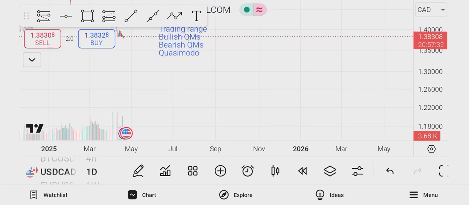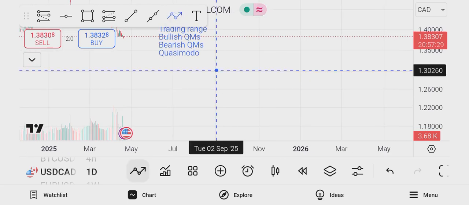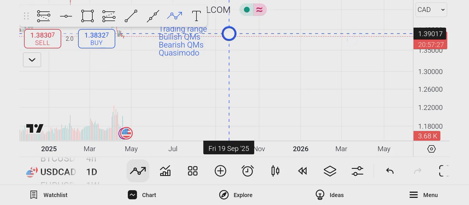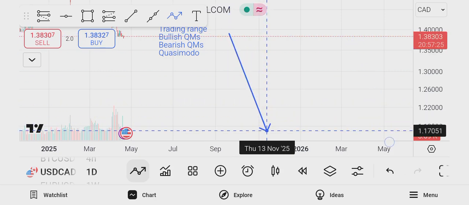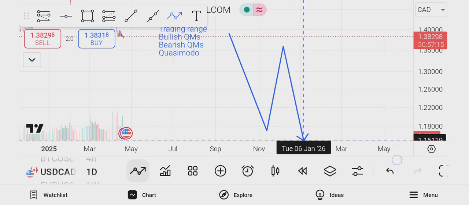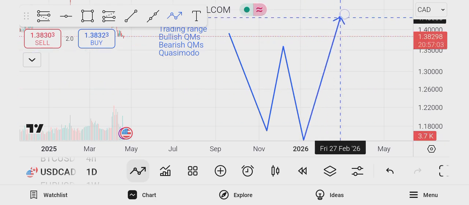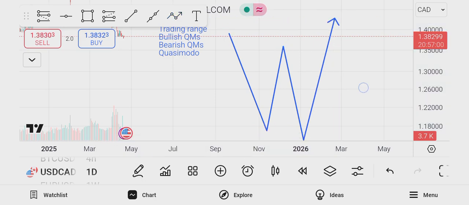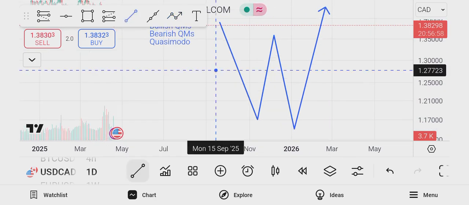Now let me show you what I'm trying to explain here. Let's take for instance this. The market moved this way. When you want to see a bullish QMs, the market moves like this, then moves like this. You see the next move here: the market breaks structure downward. This is what we call the stop-hunt.